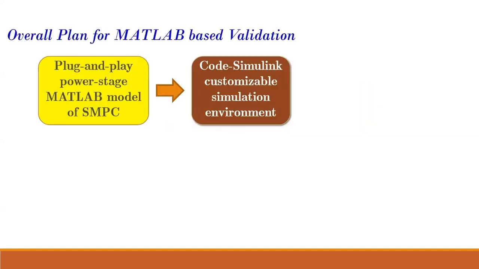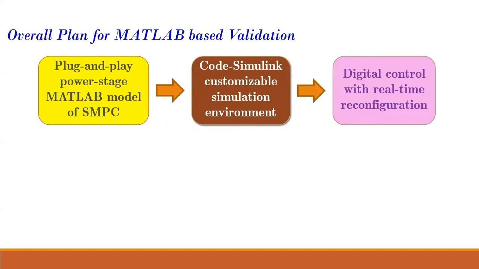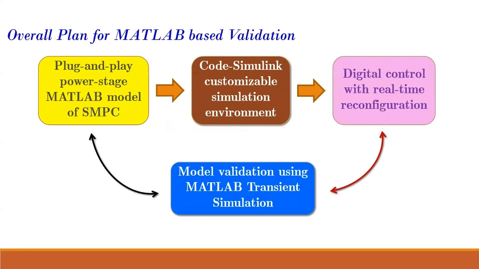Okay. So for doing that, I will use the plug and play power stage MATLAB model. Then I will use it in Simulink. I will do digital control with it. And I will validate the model using MATLAB transient simulation. So how do we know that our closed loop control is working? In steady state operation, we can even run it open loop and it will work roughly properly. But when there is a disturbance, when there is a change, when the system is going from one steady state to the next steady state, that period is known as a transient.